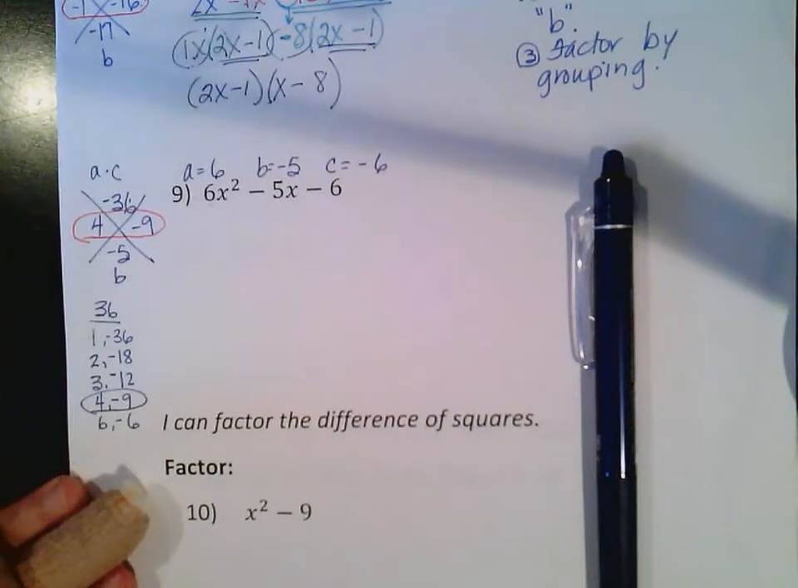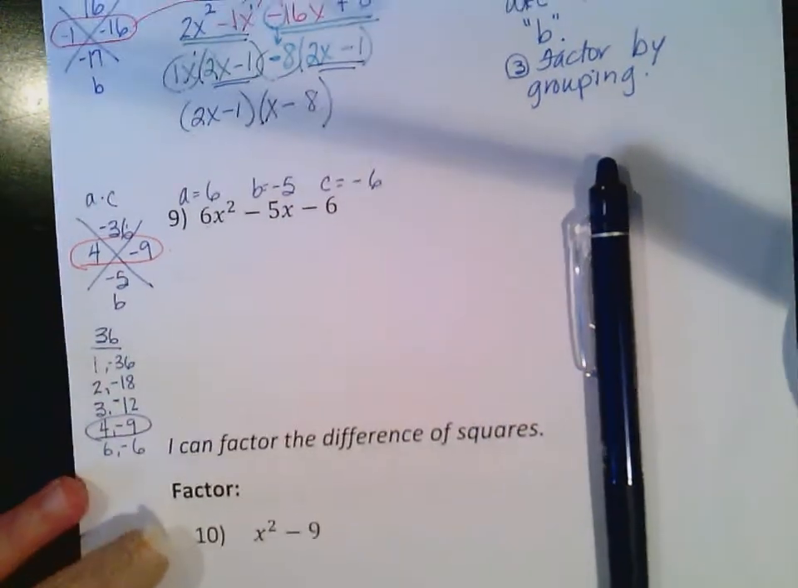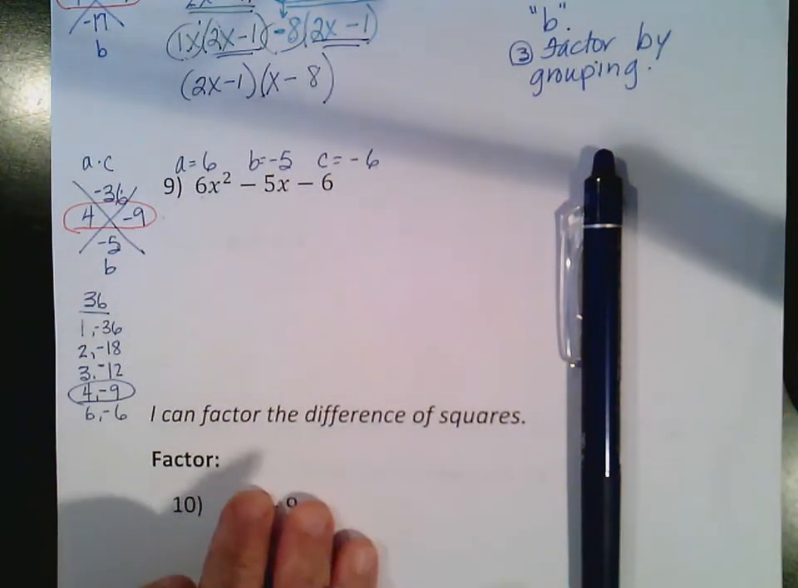And that's what I'm going to split my middle into. Now I will have people say, does it matter if the 4 is first or the negative 9 is first? It won't matter. Your factoring by grouping is going to look a little bit different, but you'll get to the exact same answer at the end.